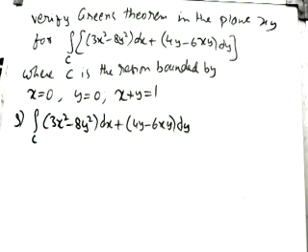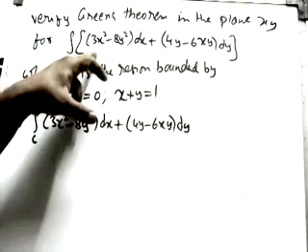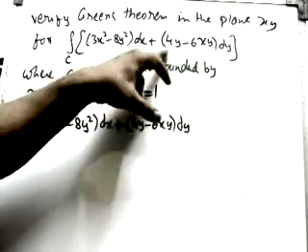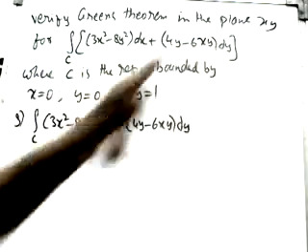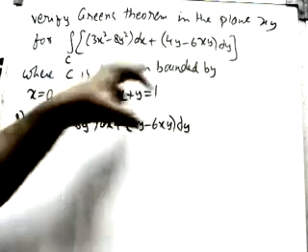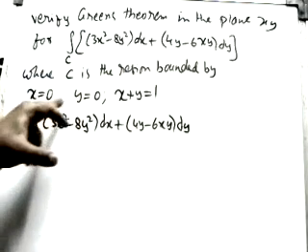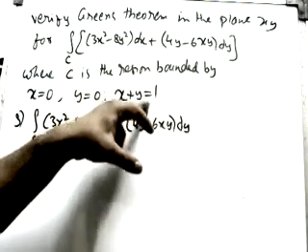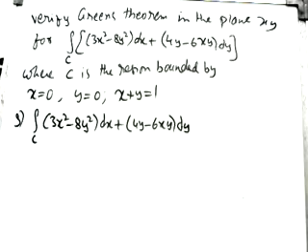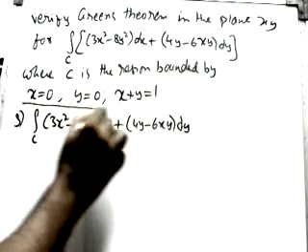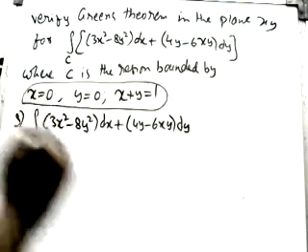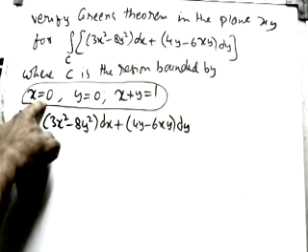Now the next question: verify Green's theorem in the plane xy for the line integration of (3x square minus 8y square) dx plus (4y minus 6xy) dy, where C is the region bounded by the lines x equals 0, y equals 0, x plus y equals 1. First, we have to understand this one and draw the graph.